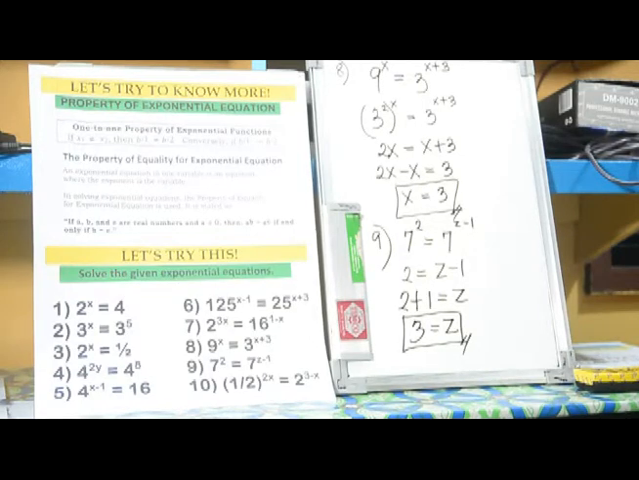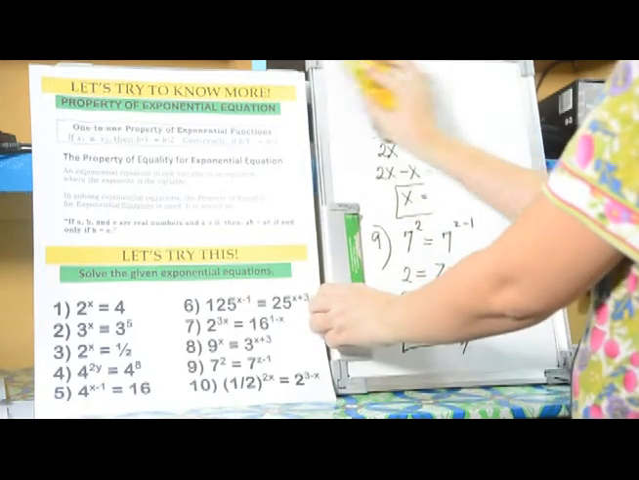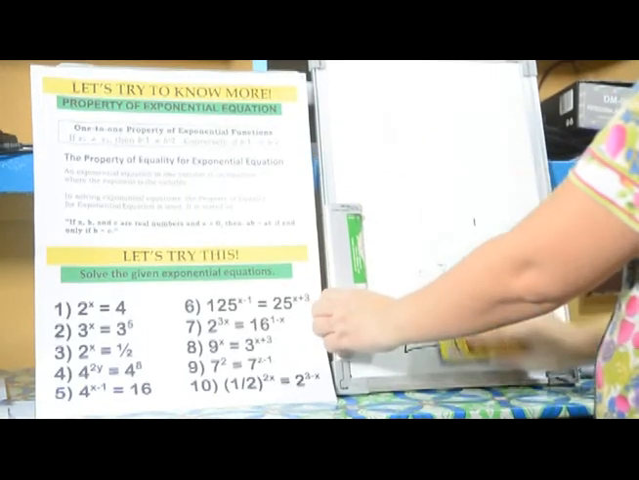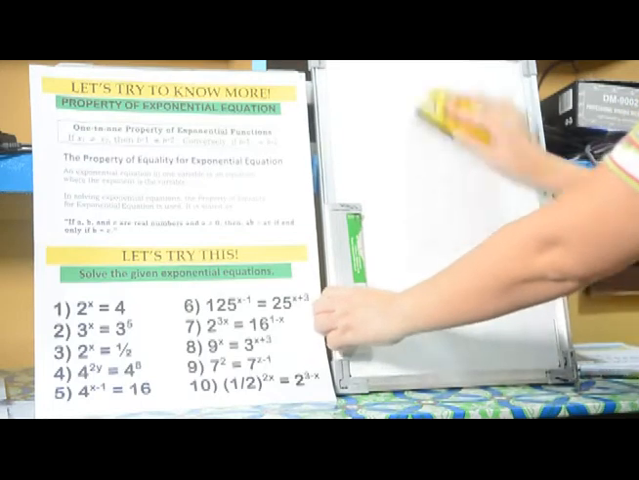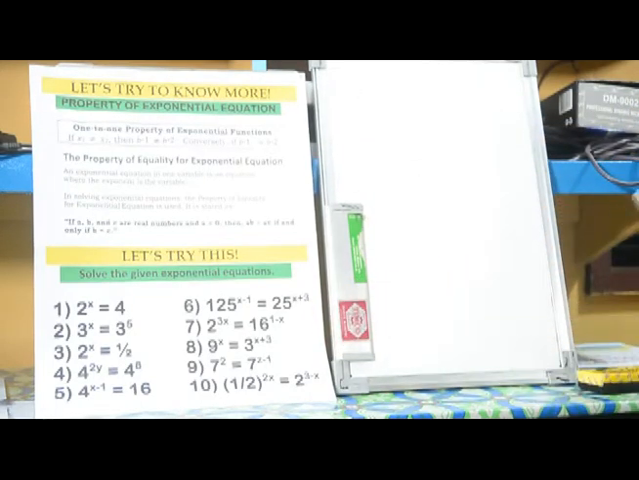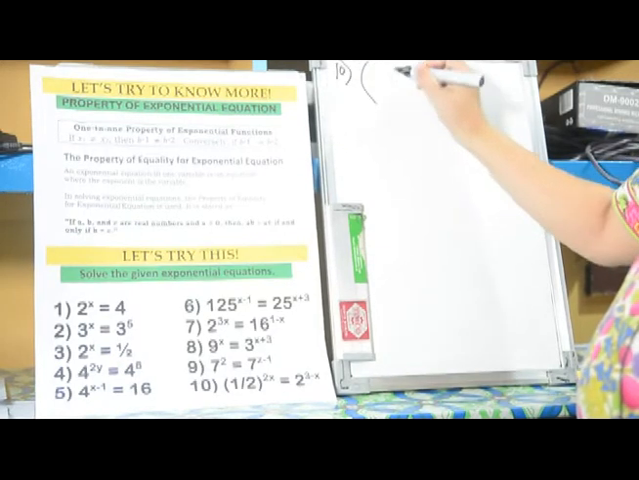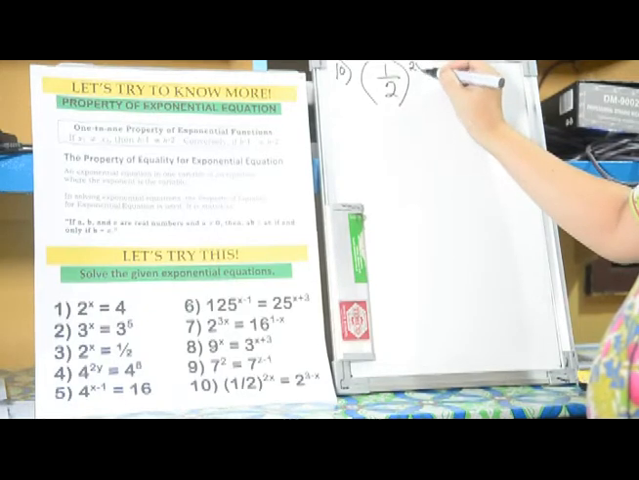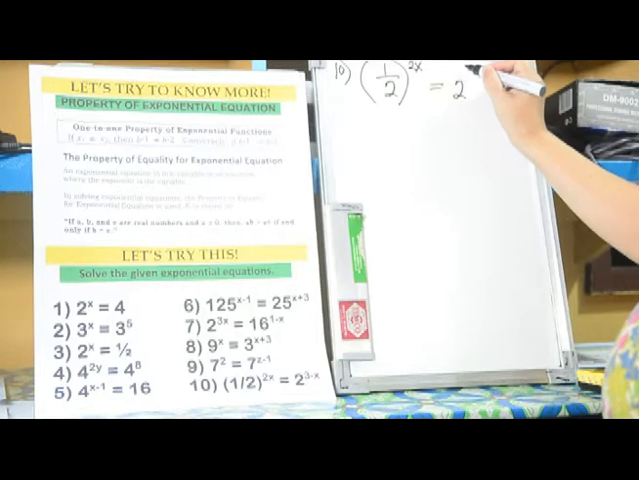So try to see the 8 and the 9 example. And lastly, we have the number 10 example in solving exponential equation. So let's have the number 10. For number 10, we have this example here: 1/2 is being raised to the power of 2x is equal to 2 raised to the power of 3x.